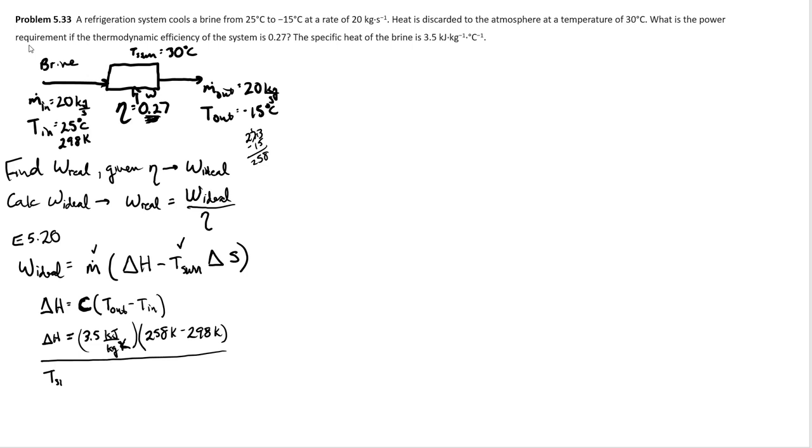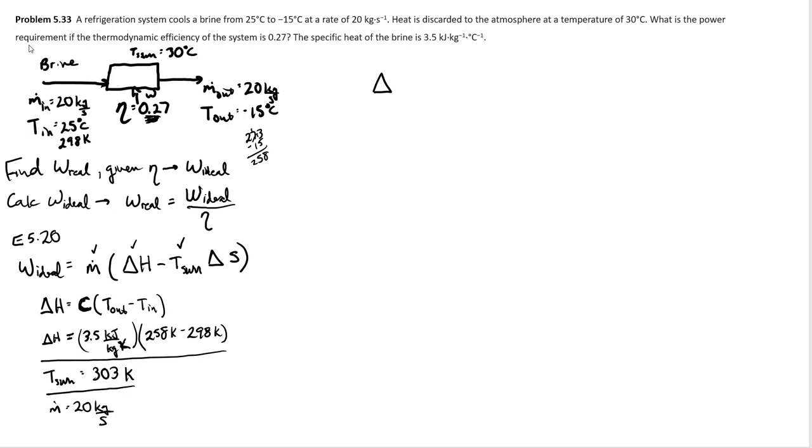Our T surroundings, that's given to us. That's 303 Kelvin. I'm not adding the 0.15. T surroundings, so we know that. We know delta H. We know M dot. M dot is 20 kilograms per second. All right, so we know that.